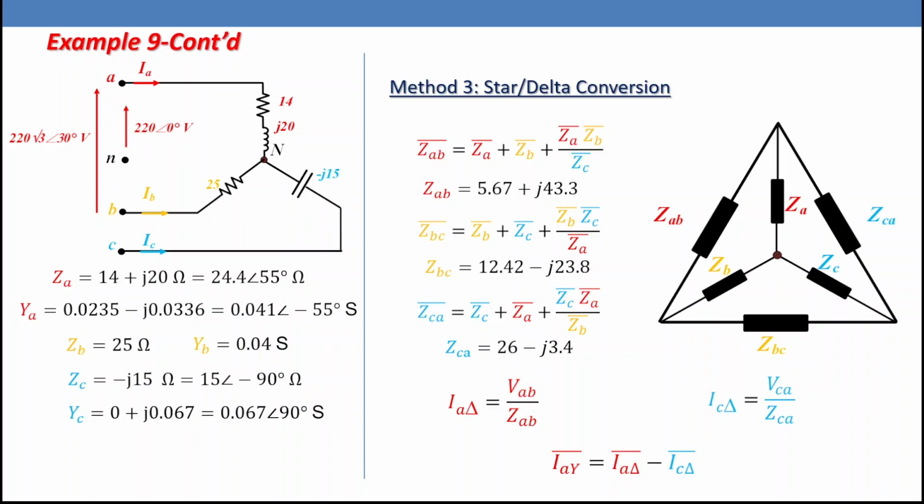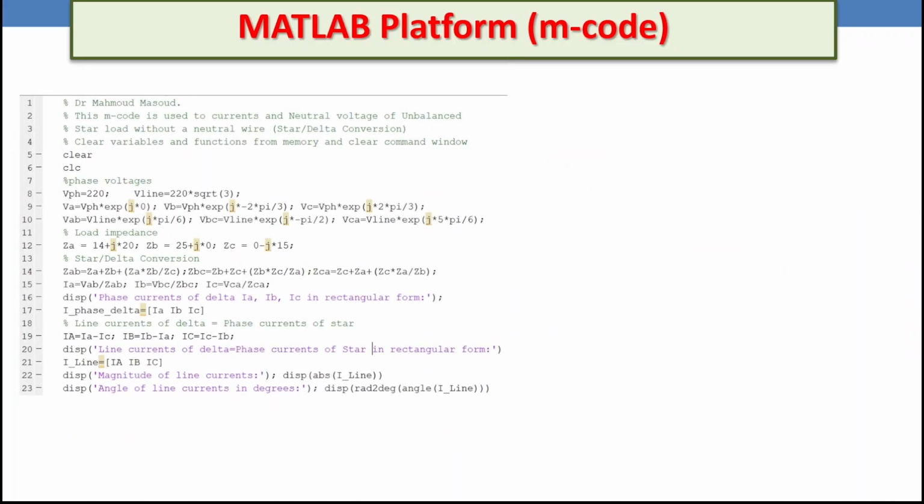So we are going to build the M code to represent these equations. In line number 8 and 9, we enter the voltages, but in line number 10, we enter the line voltages. So we need the line voltages in this case. In line number 12, we have the impedances. In line number 14 we calculate ZAB, where ZAB equals (ZA plus ZB plus ZA ZB over ZC), and the other impedances as well, ZBC and ZCA. Then we calculate the phase current of the delta, which is IA equals VAB over ZAB. We can display that one, but we need the current for the star. So I capital A here is IA minus IC, and the same for the other phases.